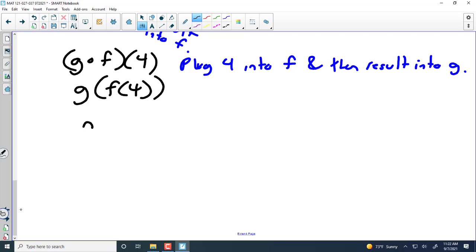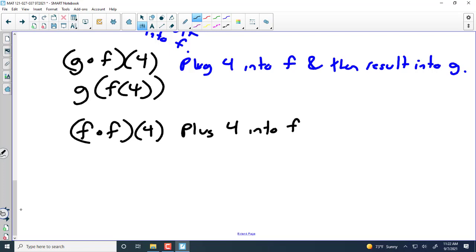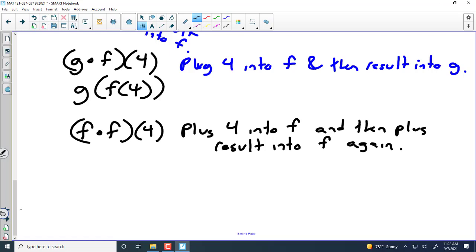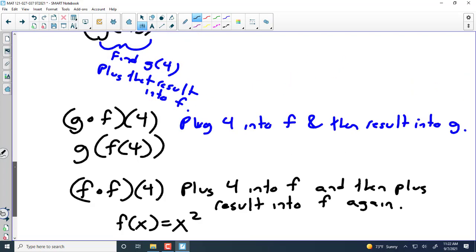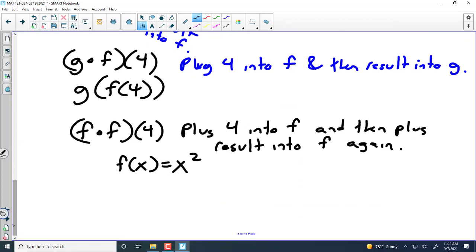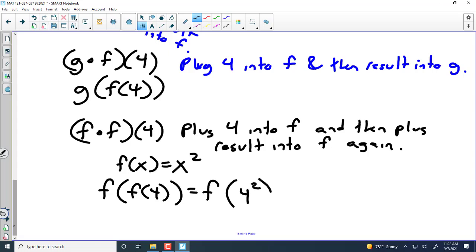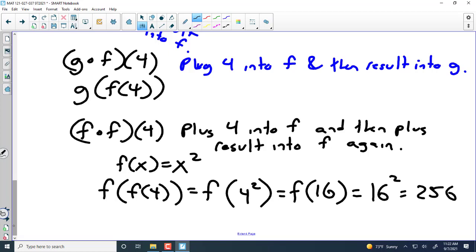Check this out. Plug 4 into F, and then plug the result into F again, because it's F composed with F. For the example we're doing right now, since F of X equaled, did I say X squared? Yes, F of X equals X squared. So what this would mean is you would plug 4 into the squared function, you get 16, and you use 16 squared, you get 256. I did that just to show off that I knew what 16 squared was.